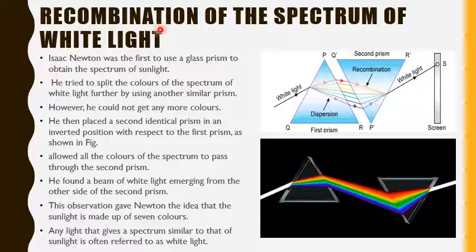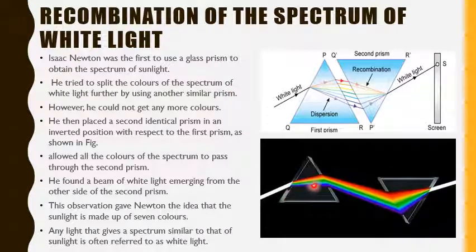Then recombination of the spectrum of white light. Okay. Now what is this recombination? Sir Isaac Newton was the first to use a glass prism to obtain the spectrum of light. Now he actually did that in the previous slide. He found out that one white light can make 7 colors. He tried to split the colors of the spectrum of white light further by using another similar prism.